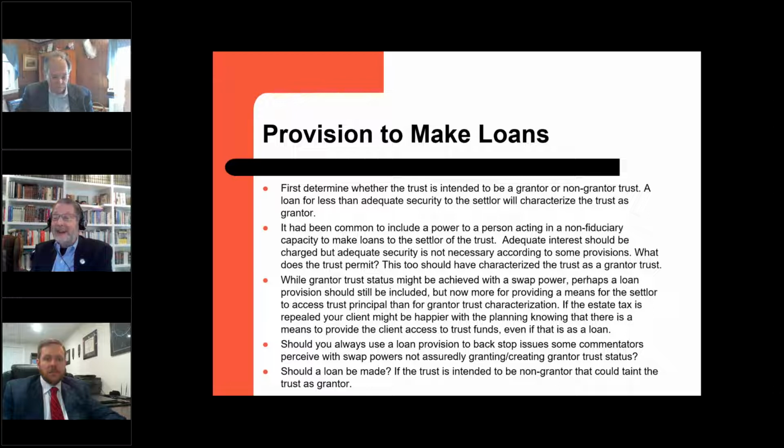If you have a non-grantor trust, you don't ever want, I think, a loan being made to the settlor. You have to have another way to get money to the settlor than a loan from the trust. So be mindful of all this. We could go on and on, but you have to be mindful of all these types of transactions.